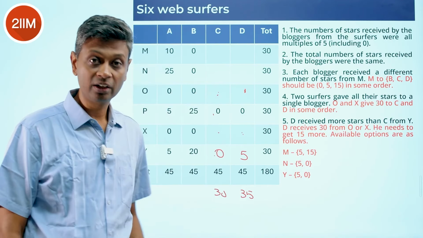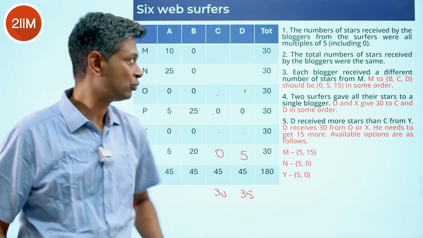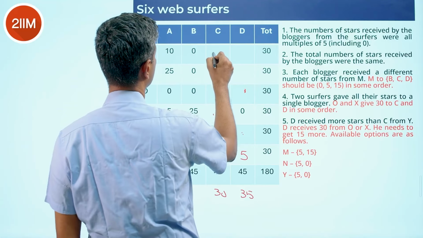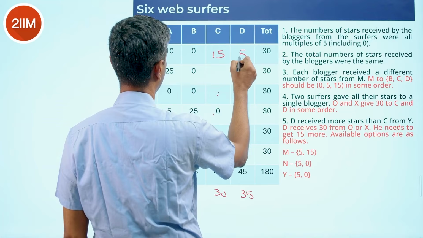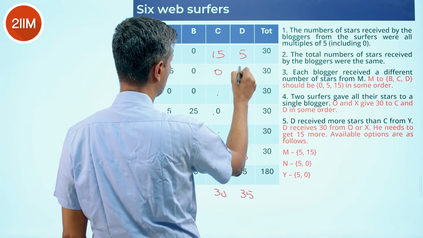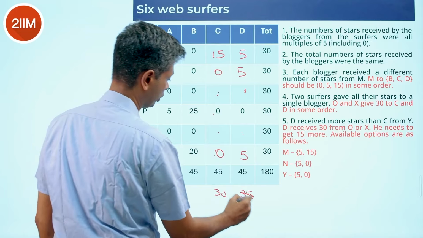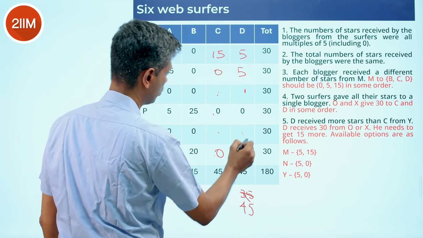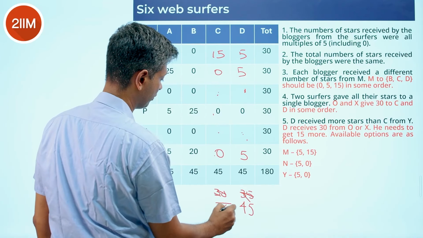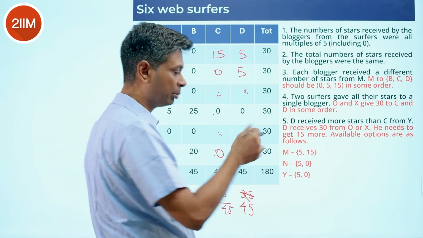D receives a 5. D should be receiving three 5s. Or M should be 15 and 5. N should be 0 and 5. 5 plus 5 plus 5, 15, adding up to 45. Which 30 and 15 here. This also adds up to 45. 30/0 or 0/30, depending on which one works.